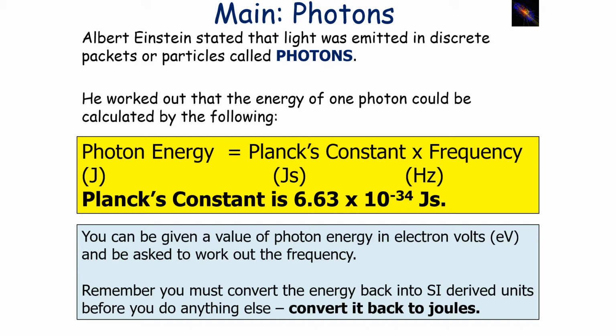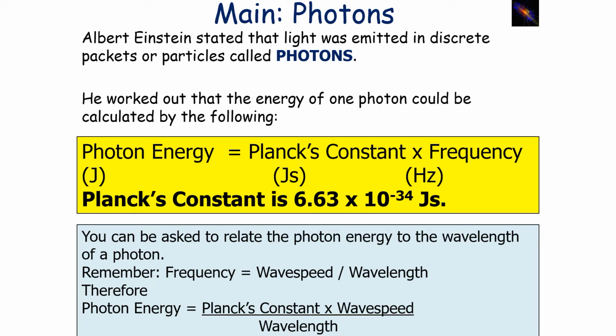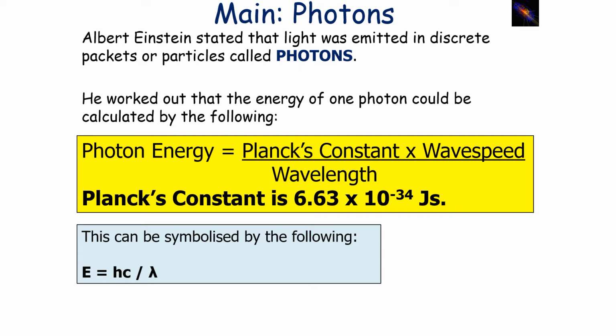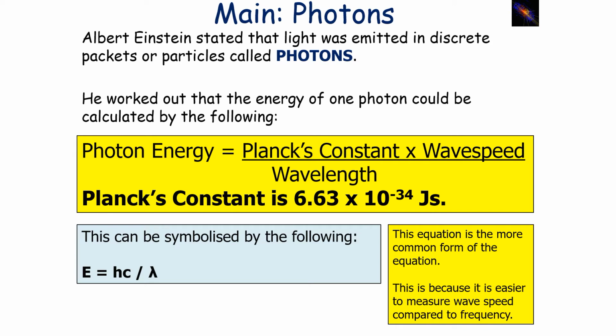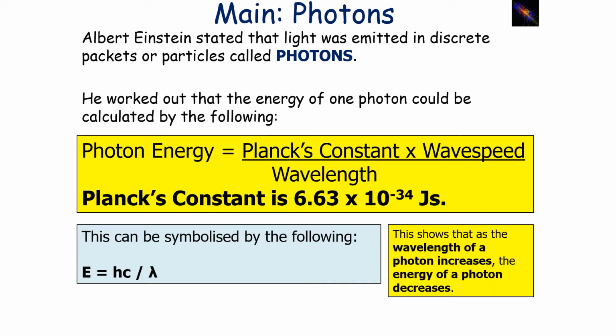You can work out the link, because we know frequency is equal to wave speed over wavelength. Therefore, the photon energy is equal to Planck's constant times wave speed over wavelength, which you can write as E is equal to hc over lambda, where c is the speed of the electromagnetic wave. This equation is probably the more common form because it's easier to measure wave speed compared to frequency.